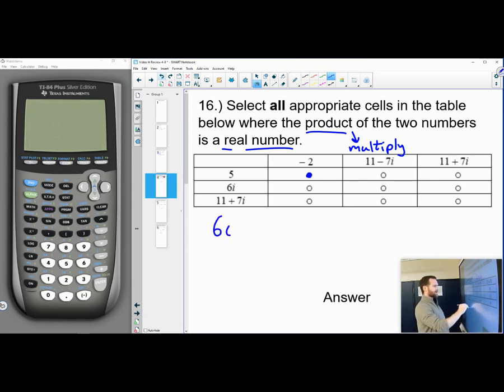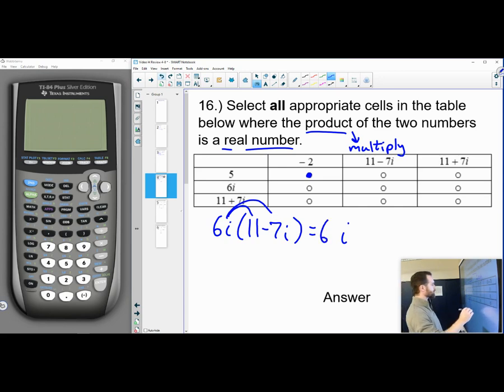Then we've got the 6i times the 11 minus 7i. And I'll be honest with you, I think we can do this in a faster way than I'm doing it. Let's think about this. So 6i times 11, that's going to have an i in it. So that's going to be something i. And then 6i, oh, this one might actually be good to do all the work for. This would have been bad for me to skip. Okay, I'll show my work.